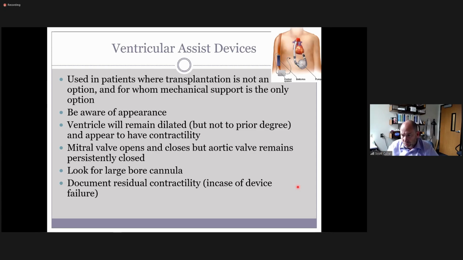Look for the large bore cannula. So a large thick cannula comes in at the apex, and we're going to evaluate that to make sure it doesn't get collapsed or is pushing up against tissue.